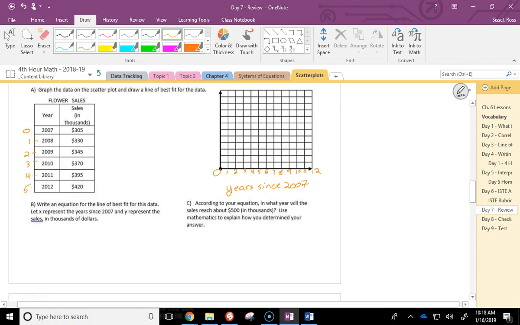How do I find what my y-axis should be? I have 305, 330, 345, 370, 395, 420. How do we find out what my scale should be? Define high and low. Good. There's a couple ways we could do it. One, I could just decide on my scale and say I'm going to go up by 50s. But remember, when we do a scatter plot, we want to use as much of the area as we can. So we find the high number, which was 420, and my low was 305.